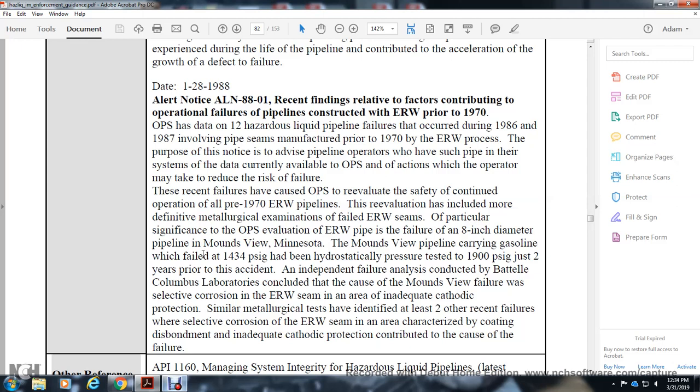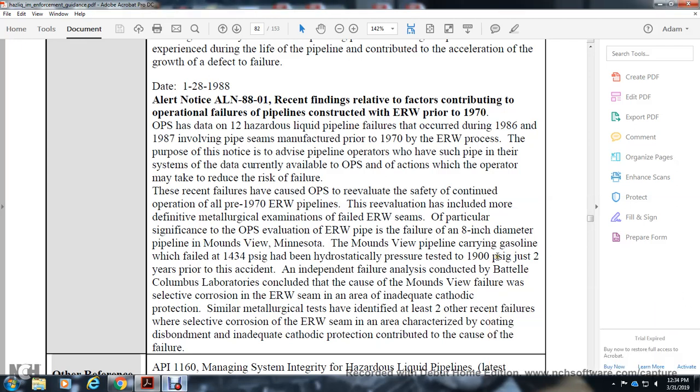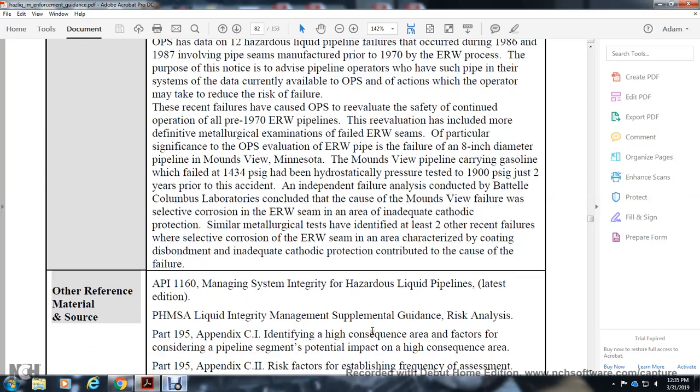A particularly significant Office of Pipeline Safety evaluation was of the ERW pipeline failure on the 8-inch diameter pipeline at Mounds View, Minnesota. The Mounds View pipeline, carrying gasoline, failed at 1434 psi gauge, and had been hydrostatically pressured at 1900 psi gauge just 2 years prior. Independent laboratories concluded that the Mounds View failure resulted from selective corrosion on the ERW seam in an area with inadequate cathodic protection. Similar metallurgical tests have identified 2 other less recent failures of selective corrosion in ERW seams in areas characterized by coating disbondment and inadequate cathodic protection.